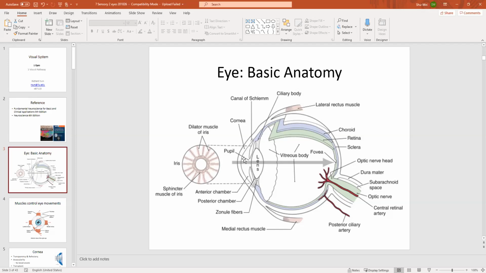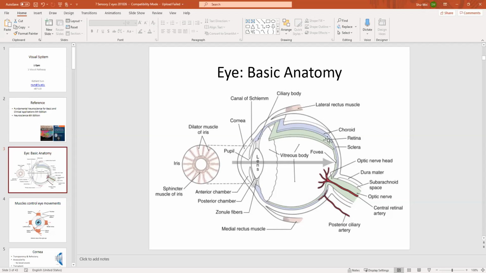Pupil controls how much light can go through, and light goes through this pupil, through the lens, through the vitreous body, and projects into the retina. In the back of the eye, we have the sensory photoreceptors and retinal ganglion cells. All these nerves are located in the retina. So the retina is the neuronal layer of the eye.